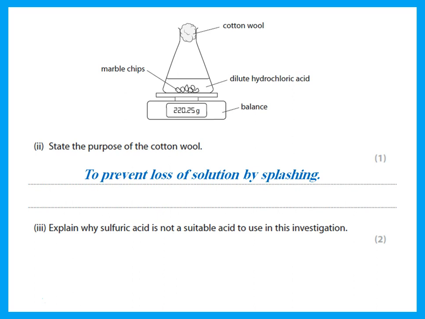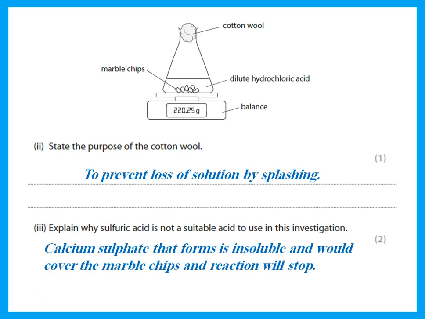Explain why sulfuric acid is not a suitable acid to use in this investigation. He's trying to use what? He's using marble chips, which are calcium carbonate, with hydrochloric acid. So what if we're using calcium carbonate with sulfuric acid? Well, the problem is the salt that is formed is insoluble. So calcium sulfate is insoluble, and this will precipitate in the reaction, and it will cover the marble chips. So the reaction will stop.